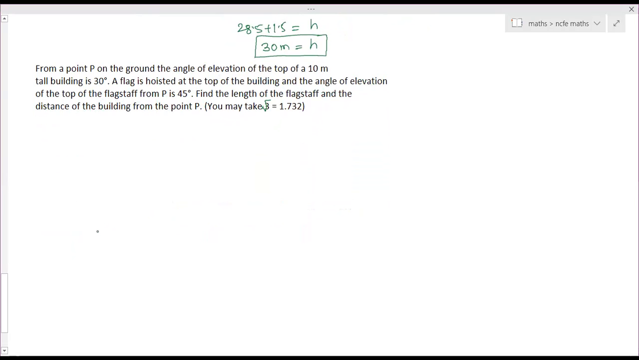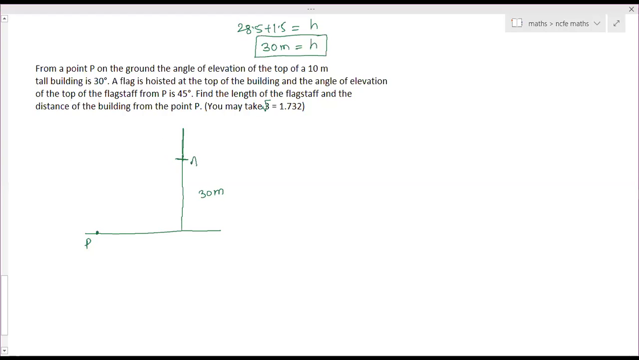So here this is a ground level. Point of observation is P on the ground. From here the top of the tall building is at 30 degrees. So this is a tall building. And then above that the flag is hoisted. So above here you have to mark this one building, and on top of that there is a flag. So one line only we are drawing.